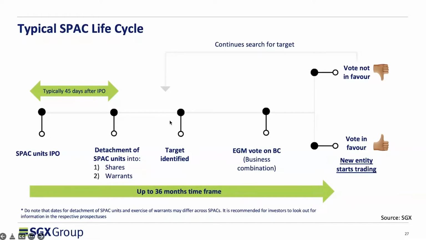Thereafter, the SPAC sponsors will go about looking for a target to acquire. Once a target is identified, the SPAC sponsors would hold an extraordinary general meeting for investors to vote on the business combination. If the investors vote in favor, then the business combination is completed and the new entity starts trading. If the shareholders vote not in favor, then we go back to the initial process where the SPAC sponsors have to find other targets and allow the investors to vote as to whether they like this new target or not. Through this whole process, as part of the regulatory requirements, the SPAC sponsors have up to a 36-month time frame. So that is something to constantly bear in mind.